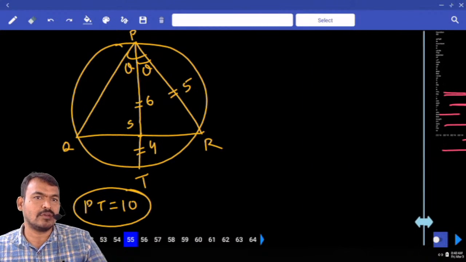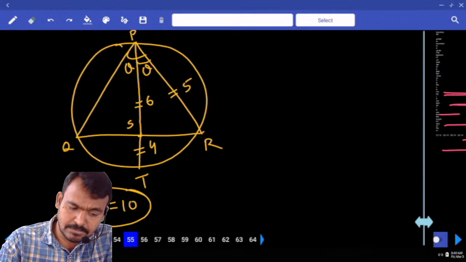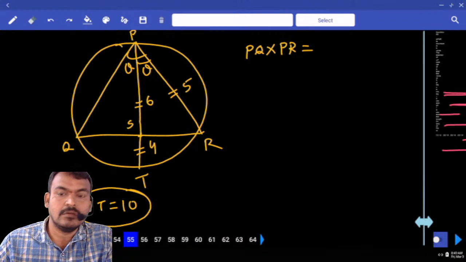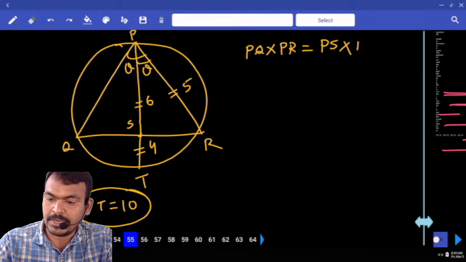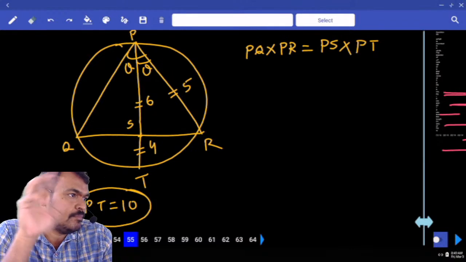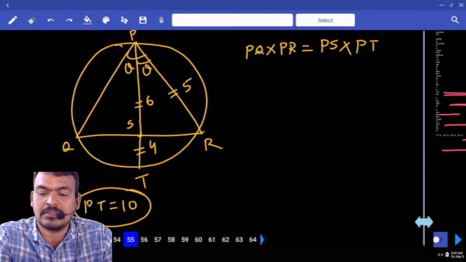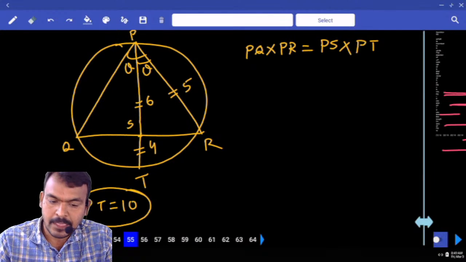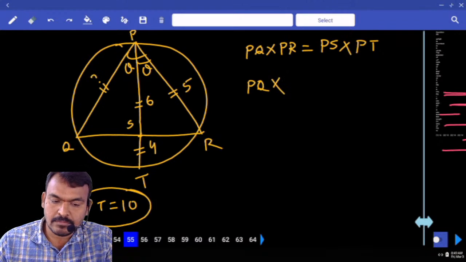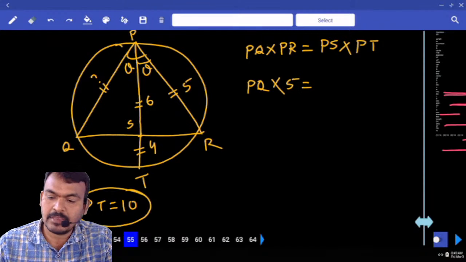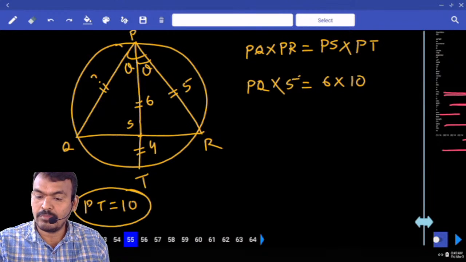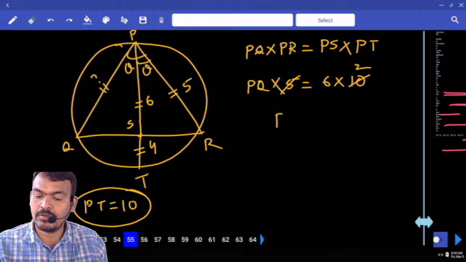And we know the bisector concept. In the bisector concept we write PQ into PR, that is equal to which one? PS into PT. Actually we write the sides ratio, but directly the product we are taking. PQ into PR, that is equal to which one? PS into PT. PQ, we required which one? PQ value or not? What is the PR value? 5. And what is the PS value? 6. PT value? 10. 10 or 4? 10. 5 how many times? 2 times or not? Then PQ equal to how much? 12.